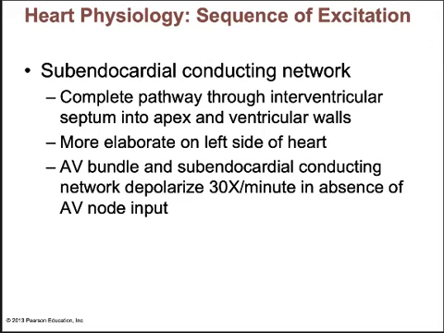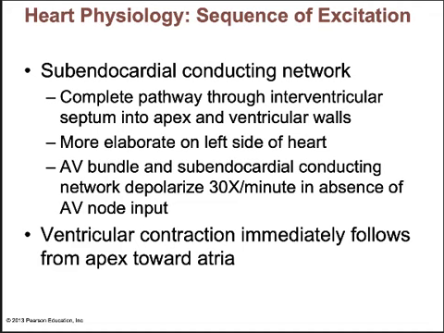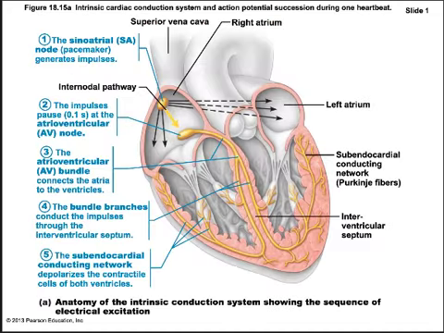The AV bundle and subendocardial conducting network, the Purkinjes, depolarize about 30 times per minute in the absence of AV node input, and that's insufficient to maintain life. And the remaining myocardium is even slower. Ventricular contraction follows from the apex towards the atria. And again, you can see the sequence of events here.